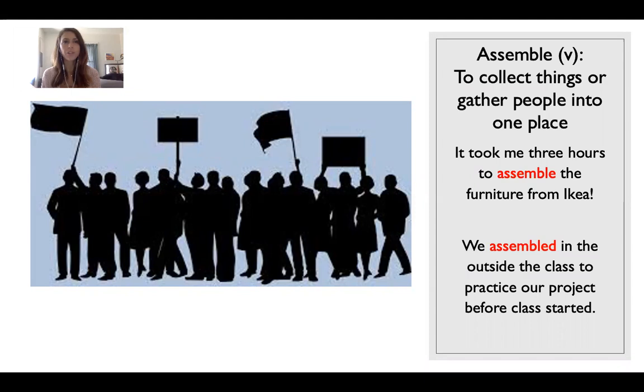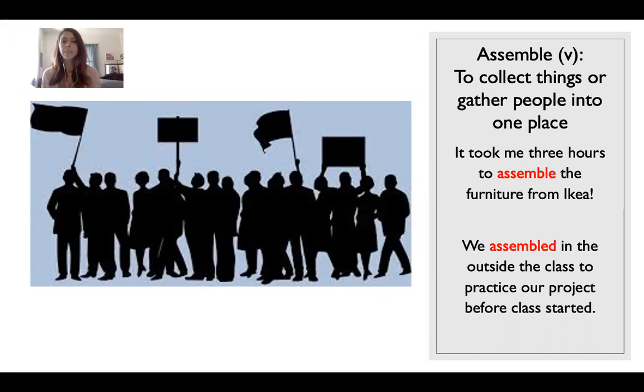Another meaning for this word could be to put together, and we can look at the example sentences I created. So assemble is a verb. The synonym is to put together or to gather. The antonym is disassemble. So the first sentence is, it took me 3 hours to assemble the furniture from IKEA. Please tell me you guys have had experience with this as well. And this means it took me 3 hours to put together the furniture that I got from IKEA.